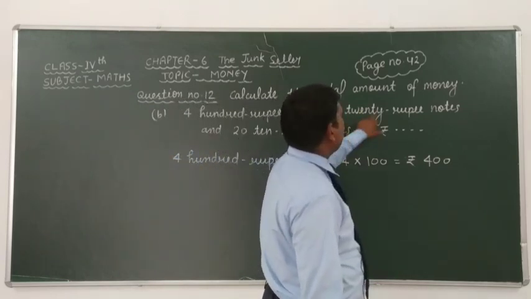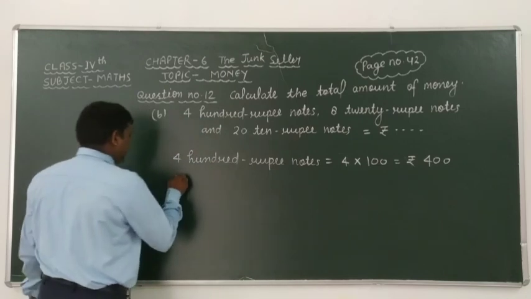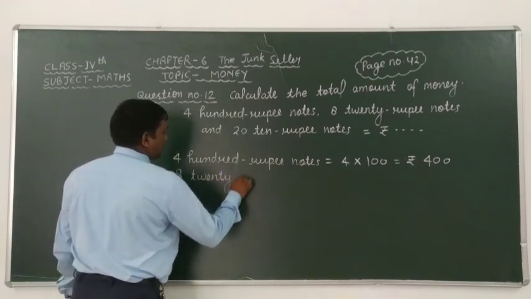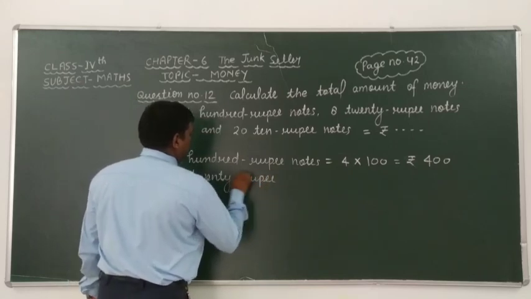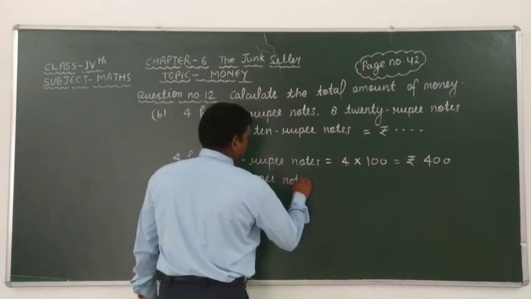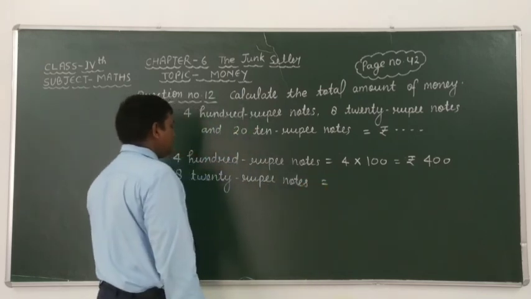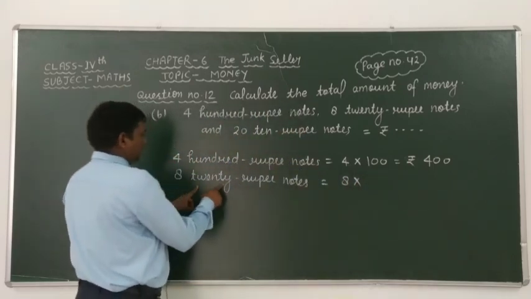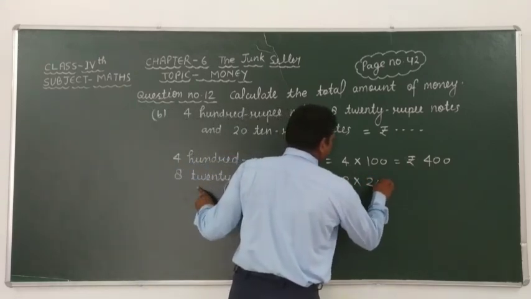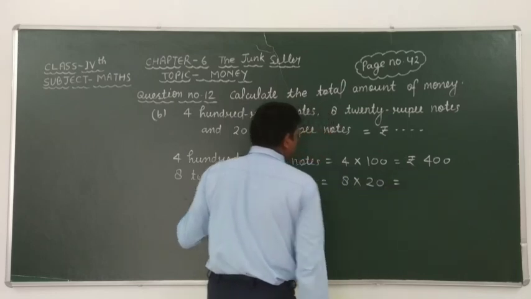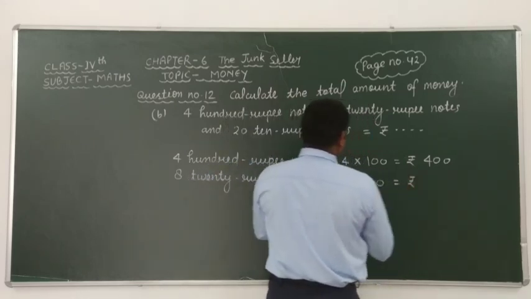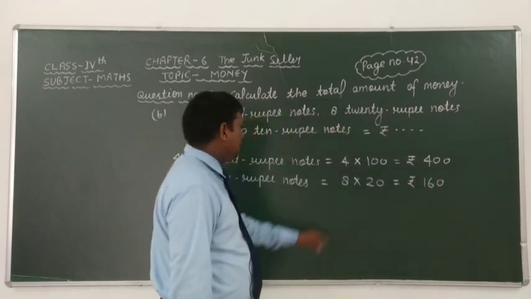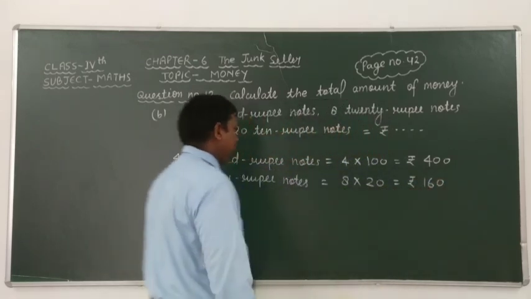Here given that 8 20 rupees notes. 8 20 rupee notes is equal to, students, here given that 8 and here given that 20. If we take the multiplication of 8 and 20, after multiplying these we get 8 2s are 16 and here 0 as same. Okay, it means that 8 20 is 160 rupees.